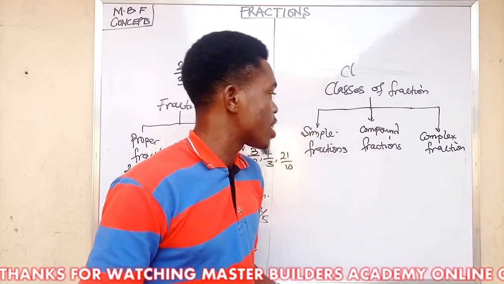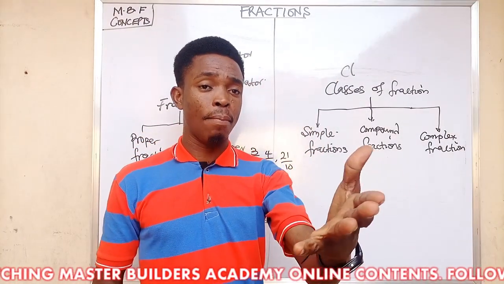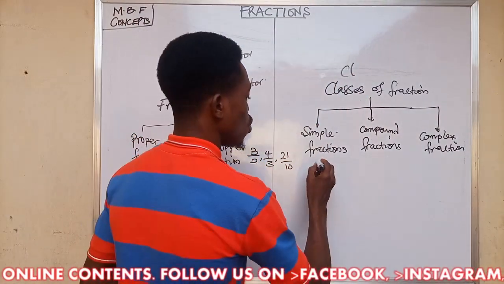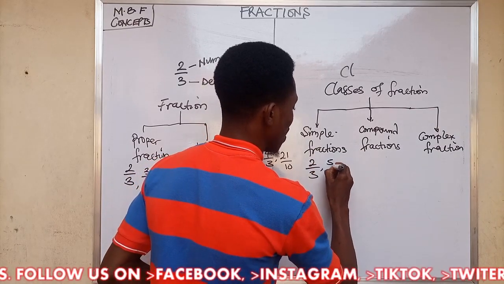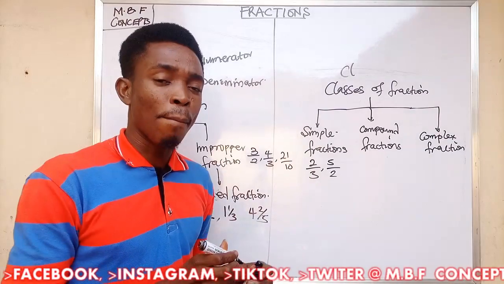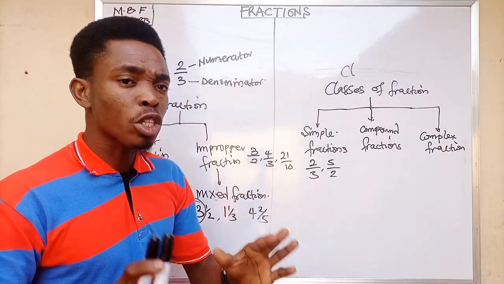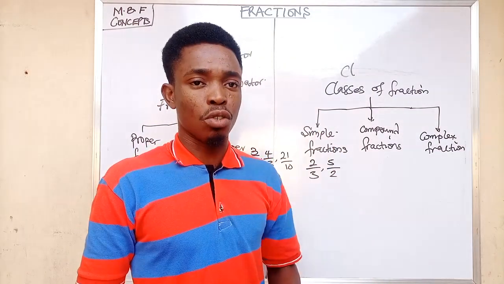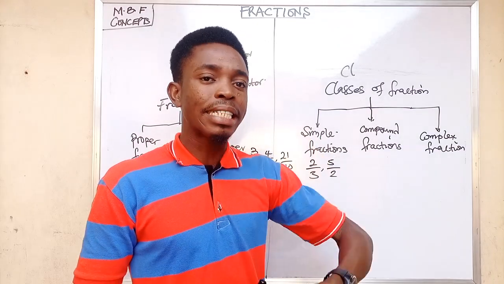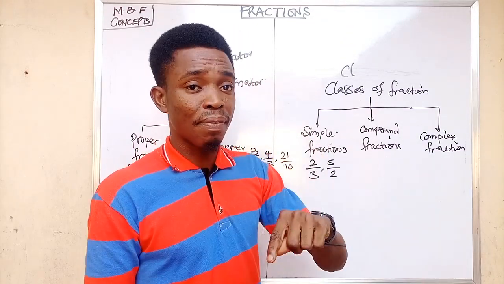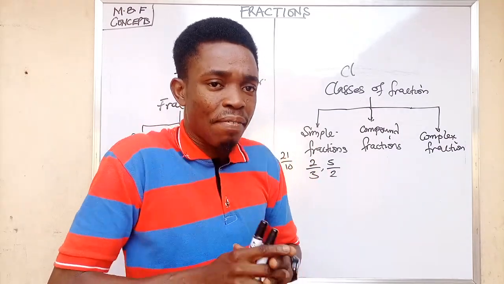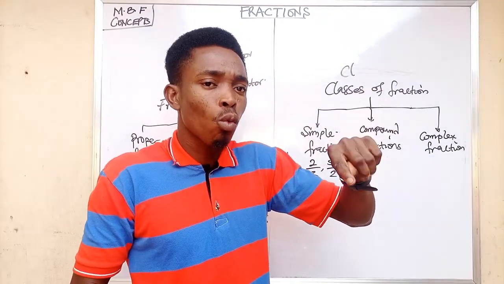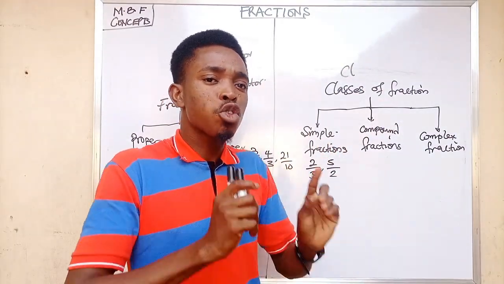It's very simple. Now, a simple fraction is a fraction that is either an improper fraction or a proper fraction. For example, 2 over 3 or 5 over 2. These are examples of simple fractions. Now, what are the possible questions you can see in simple fractions? You can be given a series of fractions and asked to find the fraction with the least value, or the fraction with the greater value, by converting them to decimals. These are aspects of simple fraction.